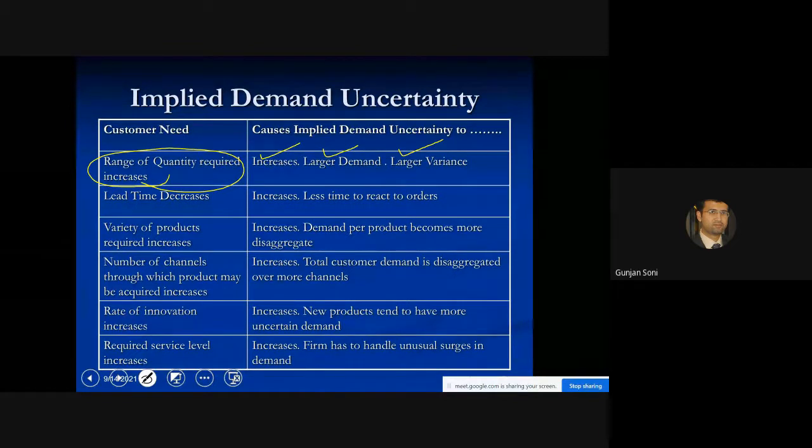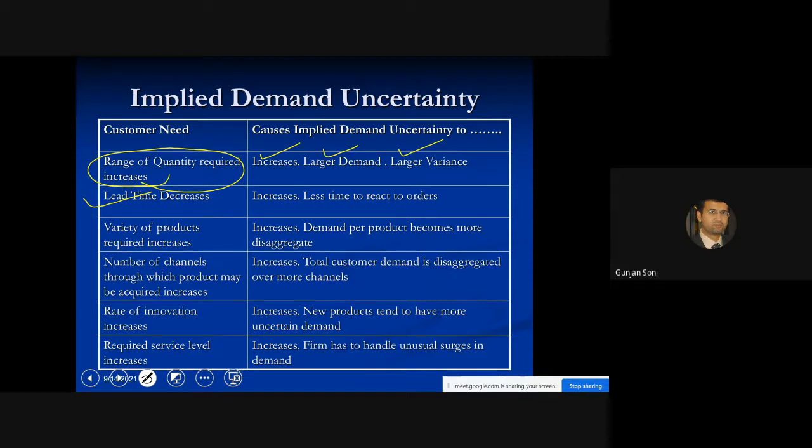Similarly, we can read other rows also, like if the lead time decreases. If the customer wants that lead time should decrease, that means you ship me the product as early as possible. I'm not comfortable with waiting. I want it quickly. मेरे को फटाफट चाहिए. जो पहले दे देगा उसी से ले लूंगा मैं.